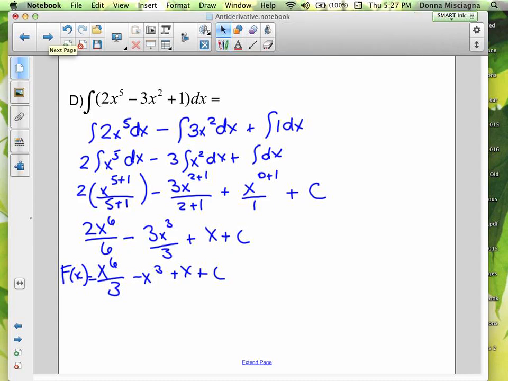We're getting back to the original function. And actually I'm going to go back and write that in there. I was kind of more focused on the rules. I almost forgot to tell you this is a function, and we need to write it as a function.